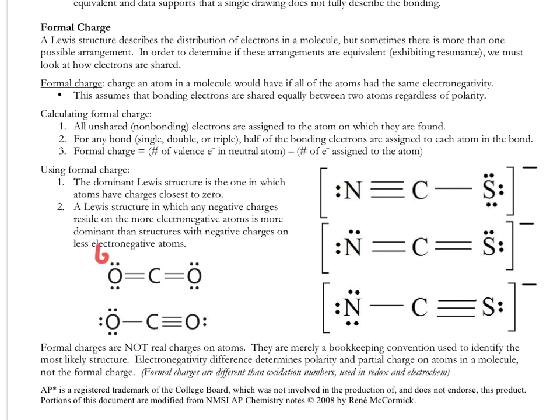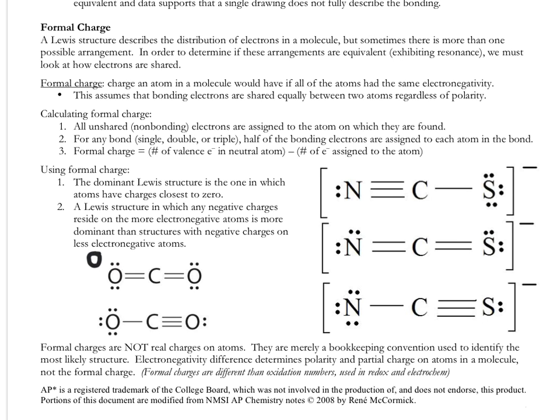So I will assign it 6. We know from the periodic table that it brought 6. So we do 6 minus 6. The formal charge on that oxygen atom is 0. That is just a shorthand of telling us it has the number of electrons that it brought. So I'm just going to write that right there. It has a formal charge of 0.